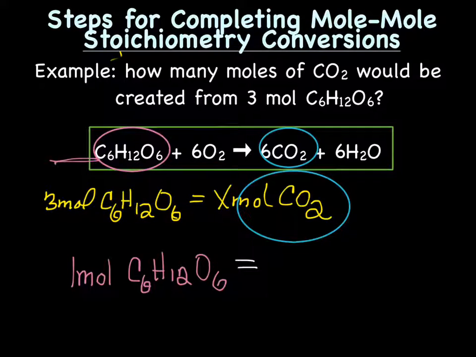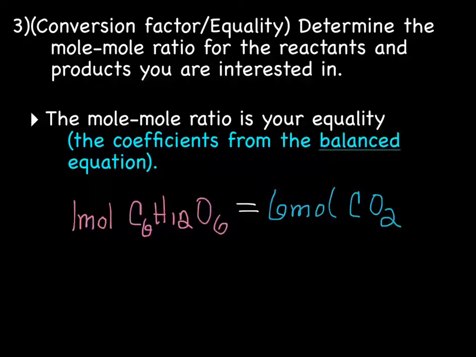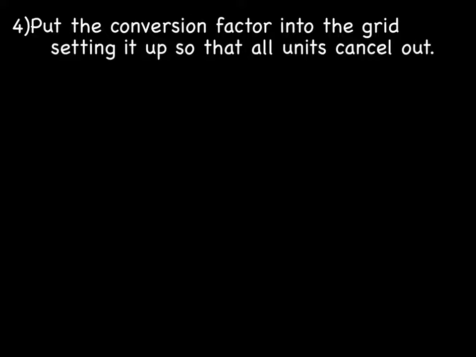Equals 6 mole, remember the invisible mole, CO2. So that is the equality we're going to use. And again, we looked at our math problem to see what atoms or molecules we were interested in, and then we used the coefficients from the balanced equation to come up with our equality. So now we have our conversion factor or our equality. The last thing we do, before solving of course, is to put the conversion factor into the grid, importantly, setting it up so that all the units cancel out.